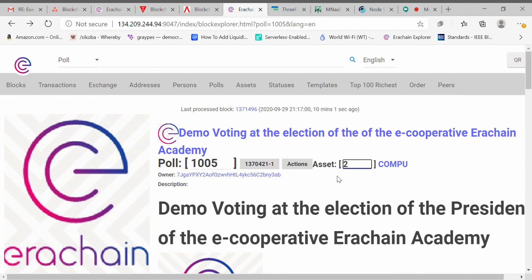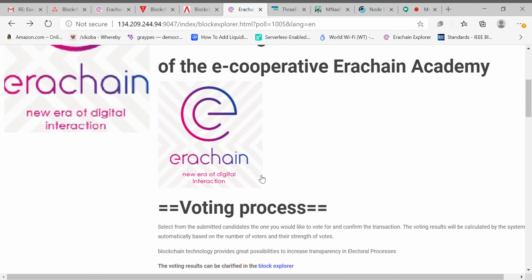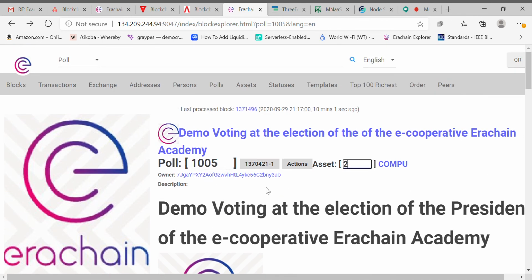I hope this has been clear. I hope that this presentation has given you a clear picture of how the voting module and voting process is implemented on Erachain technology. All the best.